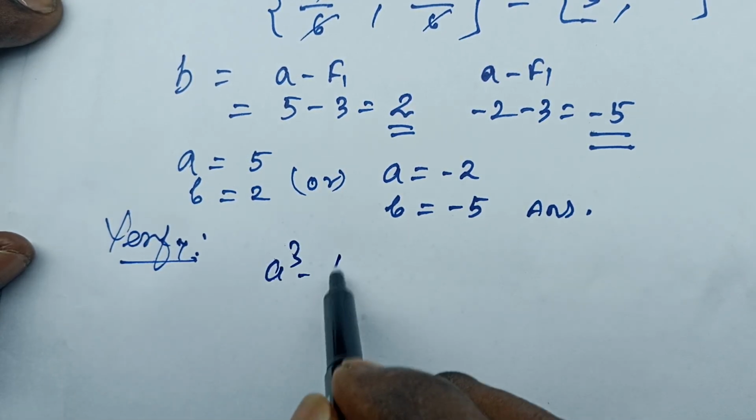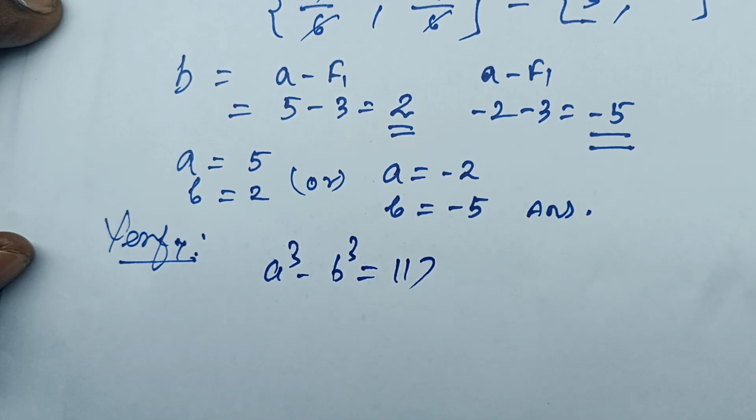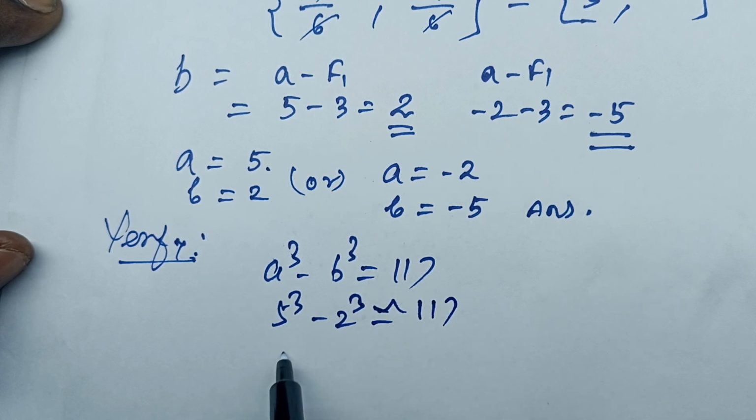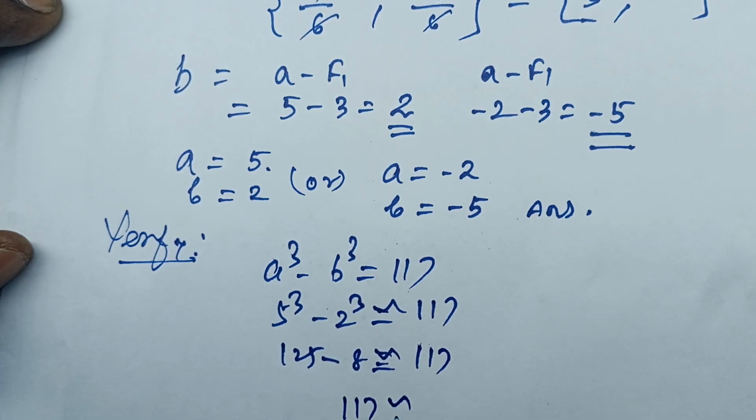a cube minus b cube equal to 117. 5 cube minus 2 cube equal to 117. 125 minus 8, 117. So 117 equal to 117.